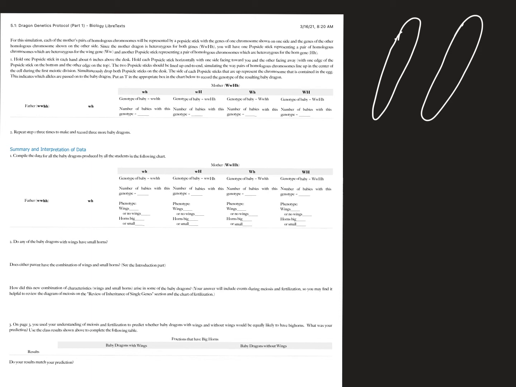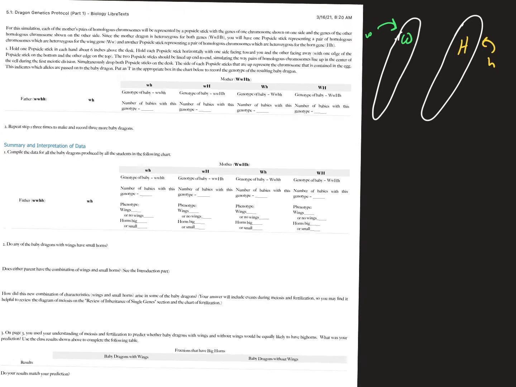So you're gonna have big W on one side, and on the other side of this, you're gonna have little w. And then on the other chromosome, you're gonna have a big H on one side, and on the other side, you're gonna have little h. If you were in class, none of you are in class, so we're not doing it. But yeah, you could use a piece of paper, you could use a coin, you could use a spinner, whatever it is you want to do to decide which one is going to get inherited by the baby.